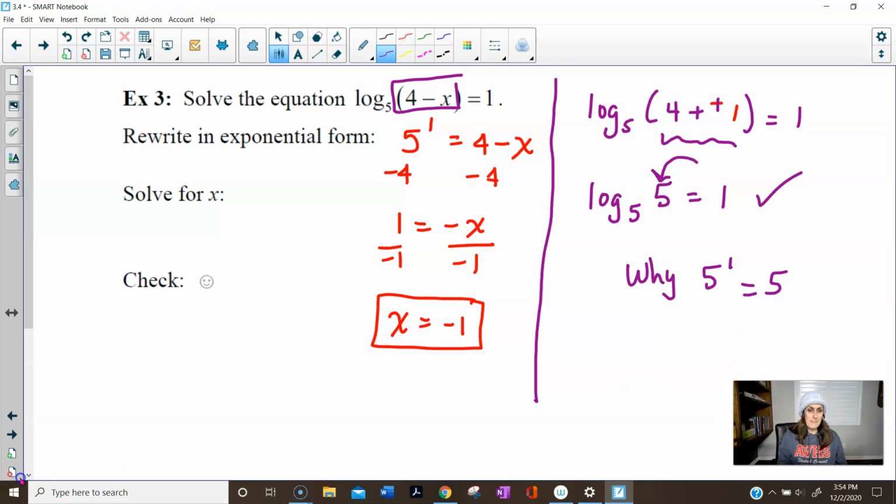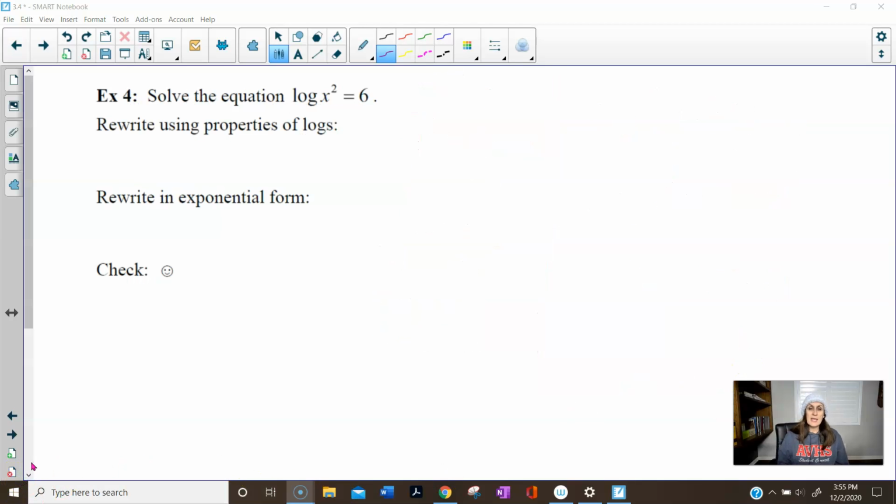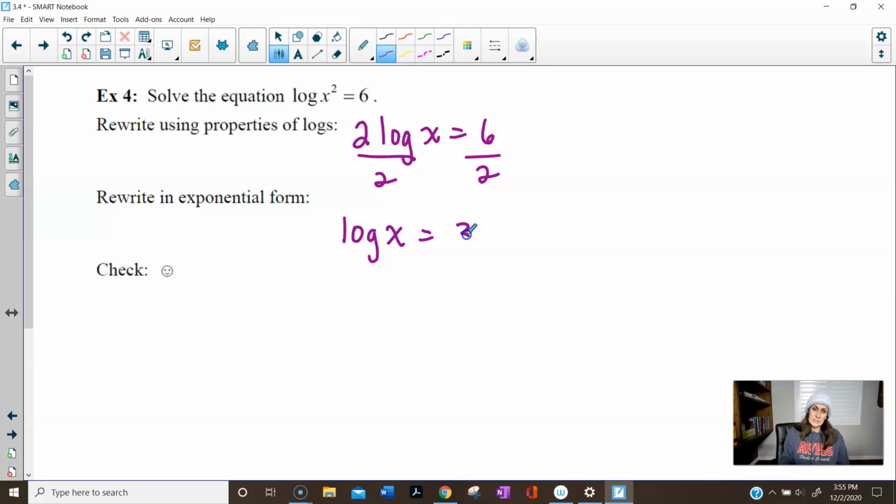Check. This says solve the equation log x squared equals 6. You rewrite using the properties of logarithms. So we'll bring the 2 in front. And then I have 2 log x equals 6. I can divide by 2. So I have log x is equal to 3. Now, even though I don't see a base, the base is base 10.